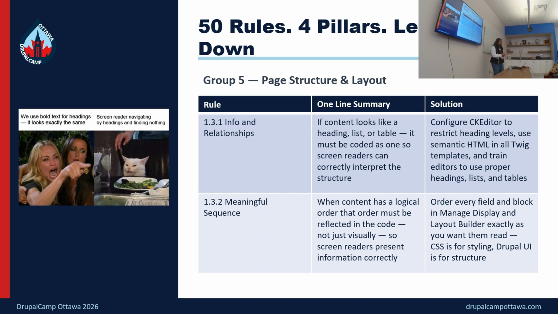Let's move on to the next one, that is 1.3.2, meaningful sequence. When content has a logical order, that order must be reflected in the code as well, so that screen readers present information correctly. Sometimes we use CSS flexbox or grid that creates another sequence, but that should not be the case. CSS should be used only for styling, not for reordering. The solution for this is to order every field and block in the manage display and layout builder exactly as you want it to read. CSS is just for the styling; don't use it for reordering.